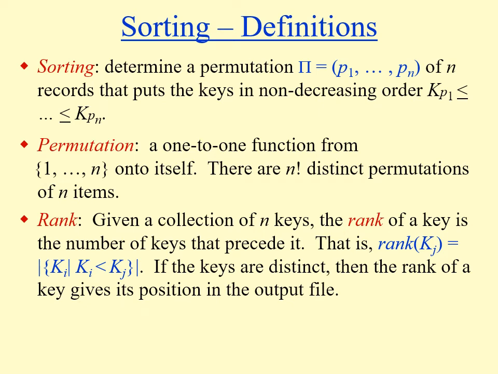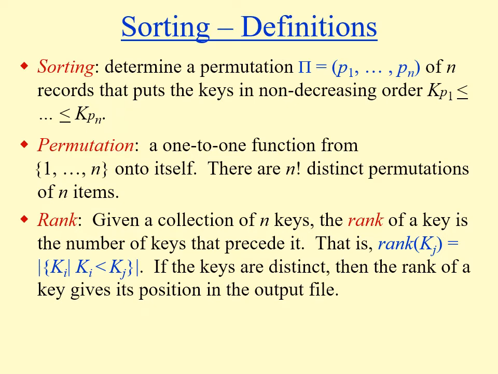So for example, if we rank 1, 2, 3, 4, 5, what's the rank for 1? There are no numbers in front of 1, correct? Because 1, 2, 3, 4, 5 after sorting is still 1, 2, 3, 4, 5. So no keys are in front of 1, so the rank of 1 is 0. And the rank of 2 is 1, correct? Rank of 3 is 2. Rank of 4 is 3. Rank of 5 is 4. So this is the simple example.